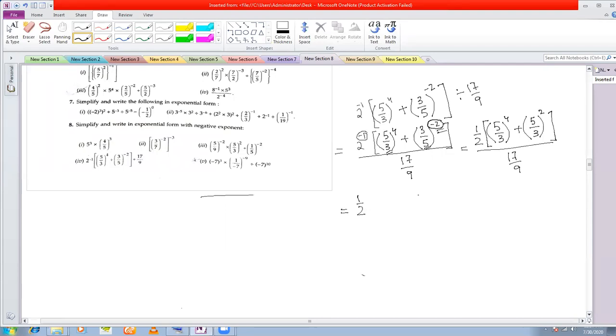Next, half. Now see, these two bases are now the same, 5 by 3 and 5 by 3. So I can add the powers: 5 by 3 to the power of 4 plus 2, divided by 17 by 9. So this is half 5 by 3 to the power of 6 divided by 17 by 9.